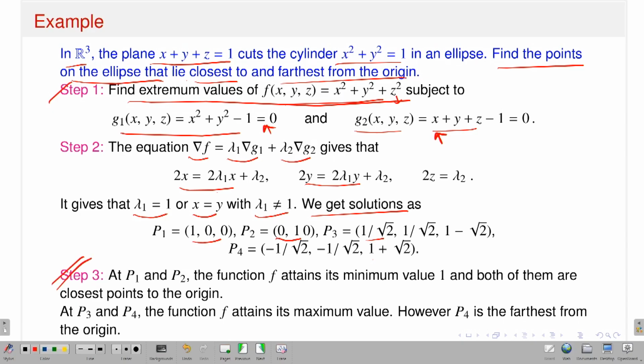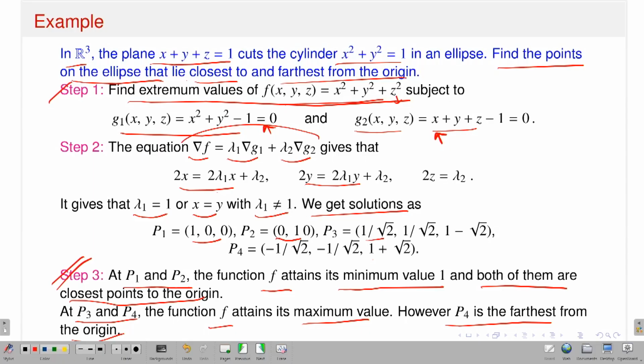And what about step 3? At p1 and p2, if you evaluate your function, f attains its minimum value 1, and both of them are closest to the origin. At p3 and p4, the function f attains its maximum value, however p4 is the furthest from the origin. So, that is one of the easiest examples of an extremum problem subject to more than one constraint.